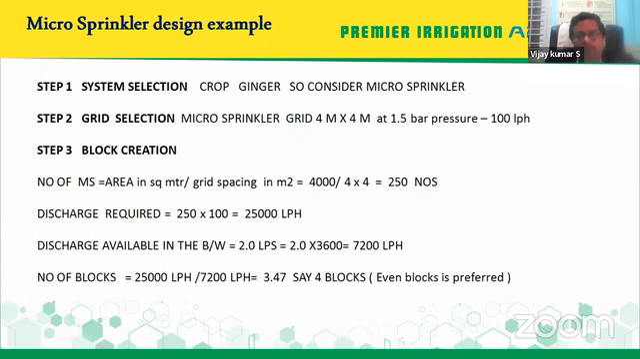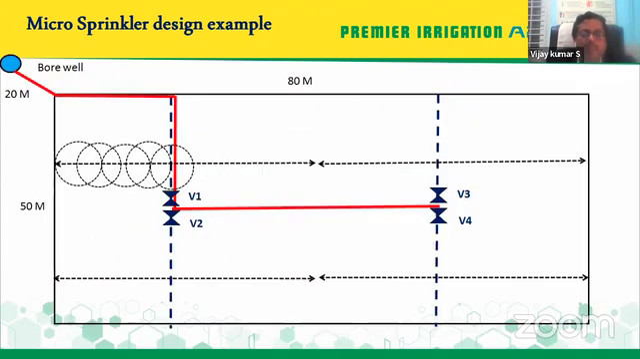Normally we don't make an uneven block. We'll round it up to 4 blocks. This step is very important: how many blocks I have to create for this particular plot based on the availability of water. So here I have shown you the layout. This is the 50 meter by 80 meter plot, and the borewell is around 20 meters away.